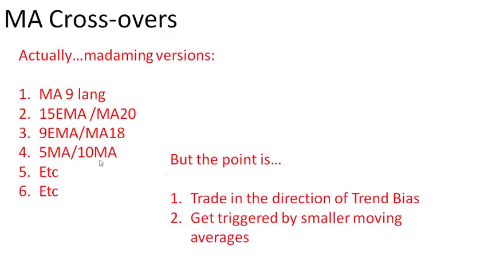Pero sa dami ng version nito, ang point naman dyan is palagi trade in the direction of trade bias. No? Huwag kang papasok pagka yung trend bias is hindi siya uptrend. Kasi masasagasaan ka doon. Okay. So, kapag na-set mo na ang bias niya is upward, no, uptrend, no, okay na magpa-trigger ka doon sa smaller moving average. Normally, yung ginagamit is anything less than 20, no?